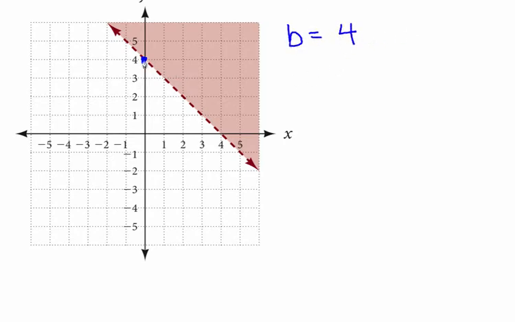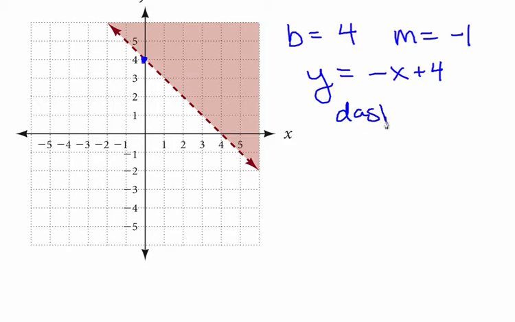And it looks like our slope goes down 1 over 1, down 1 over 1, down 1 over 1, down 1 over 1. We know that means our slope value is negative 1. So our boundary line is y equals negative x plus 4, but that boundary line is not included in the solutions because it's dashed. So dashed line means that we're working with either less than or greater than.